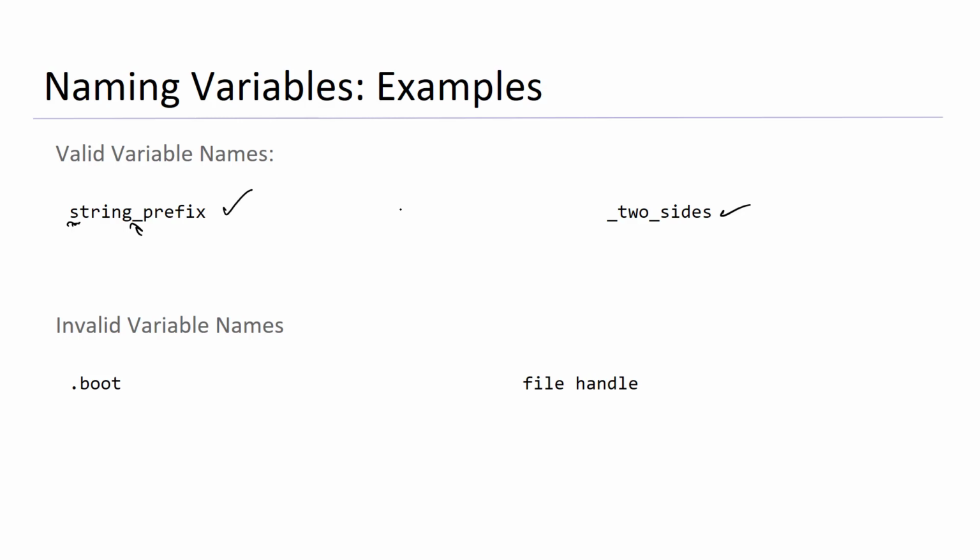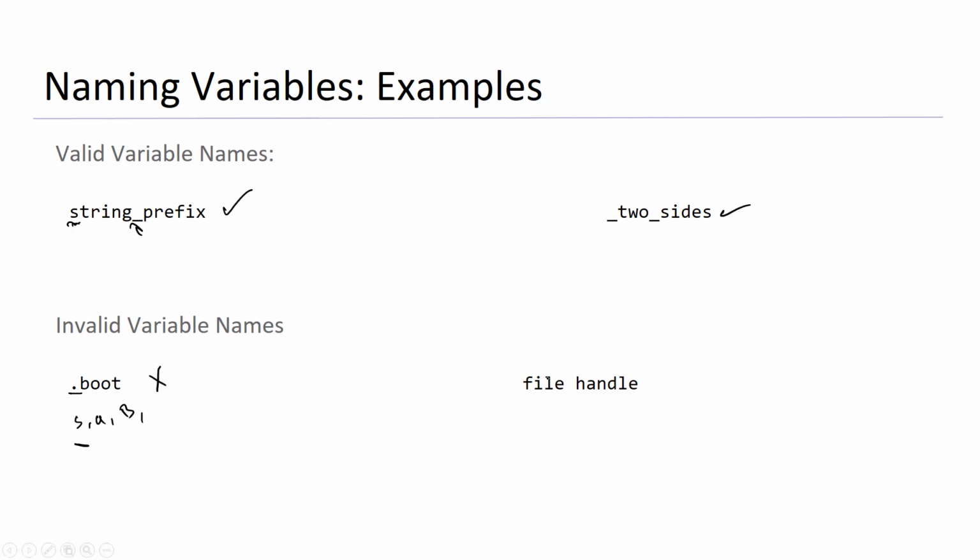Here are examples of invalid variable names. This is an invalid variable name because it starts with a dot. Remember that a variable name must start with either a letter, so something like s, a, or capital B, or an underscore. But this one starts with a dot, so that's why it is an invalid variable name.